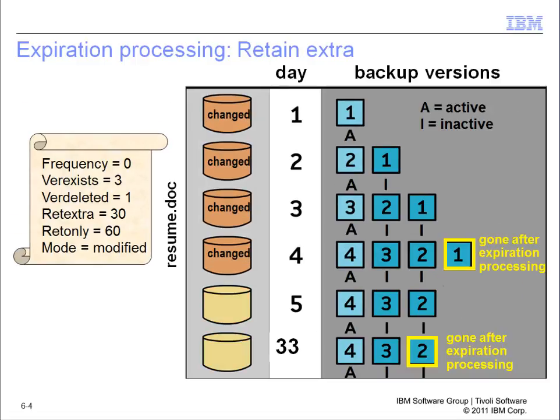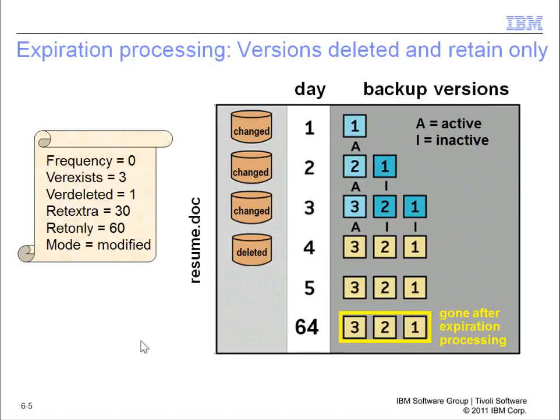Now let's look further into the future. We have day 1, 2, and 3, same. Day 4, the first version is gone after expiration processing. On day 5, there were no changes, so we have our 3 versions. Now here we are after our 30-day mark. This is our ret_extra equals 30. That means the last inactive copy is retained for 30 days. So we no longer need File 2. It will be gone after expiration processing, leaving us with our last inactive version.